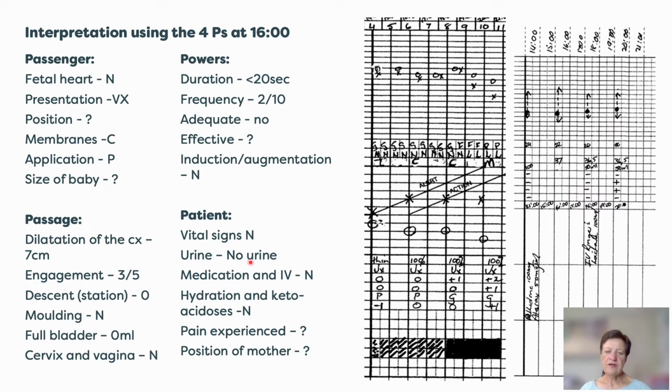Because no urine was passed, no urine has been tested, so we're not 100% sure about the hydration and the ketoacidosis. But because labor is going on now, for already 6 hours, it becomes very important that we make sure that our patient stays hydrated and does not get ketoacidosis, by giving her nutritional fluids and glucose, so glucose drinks, so that she stays hydrated and does not become ketoacidotic.